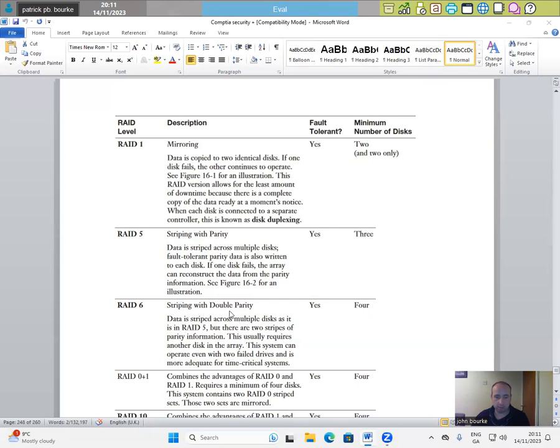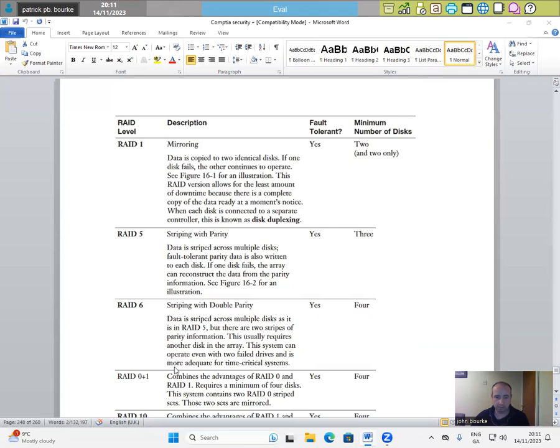RAID 6, striping with double parity. Data is striped across multiple disks as it is in RAID 5, but there are two stripes of parity information. This usually requires another disk in the array. This system can operate even with two failed drives and is more adequate for time-critical systems. Fault tolerant: yes.